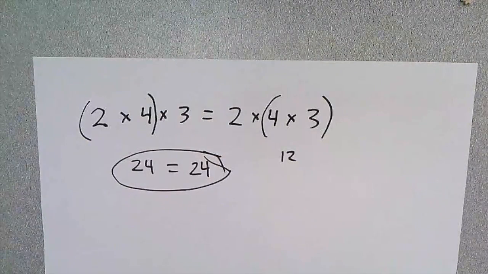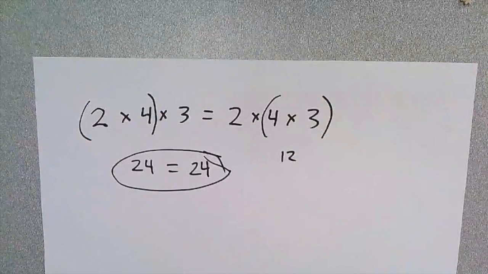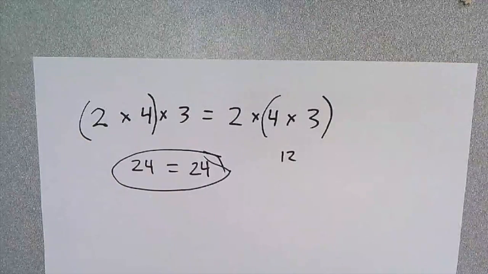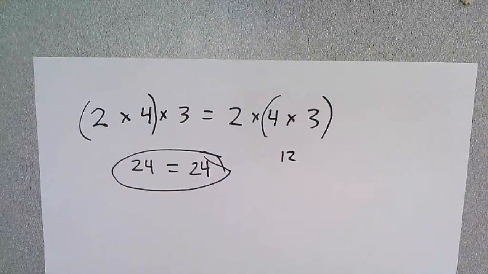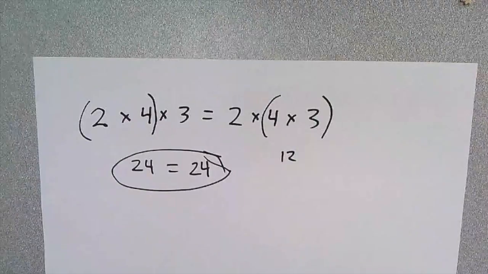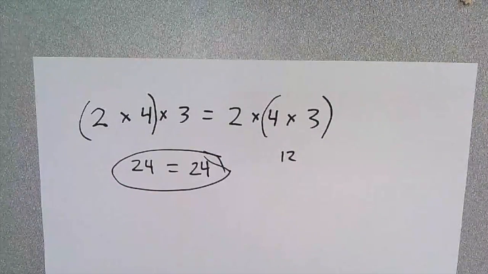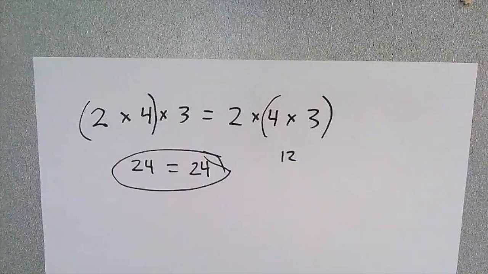Both the commutative property and the associative property are going to be very, very helpful later when we start talking about equations and adding and subtracting positive and negative numbers, because we can change the order or we can group numbers differently in order to make it easier to do and to work with.